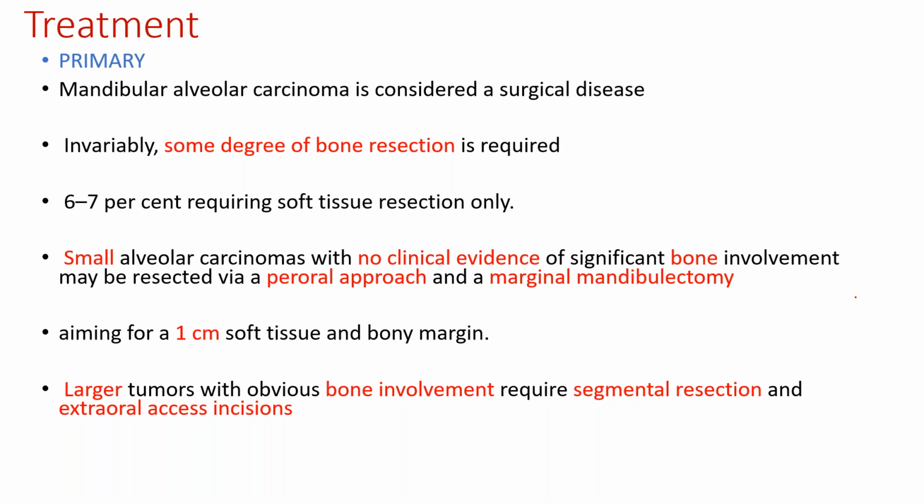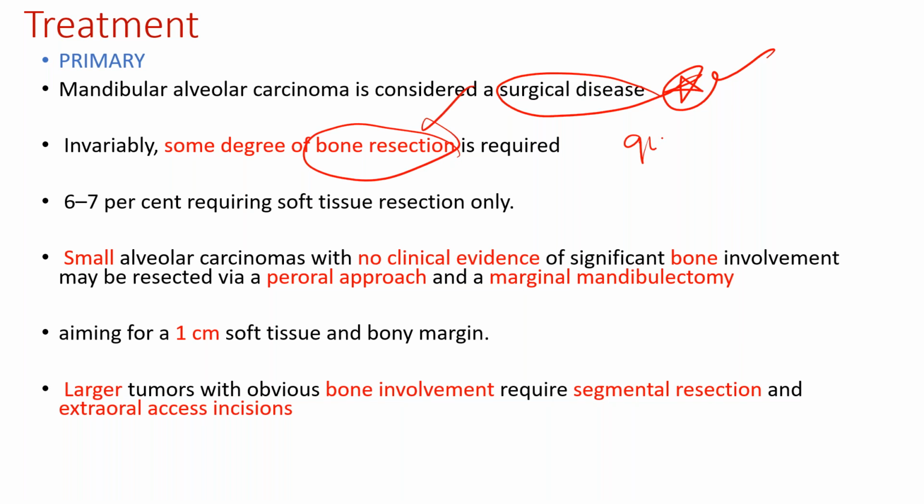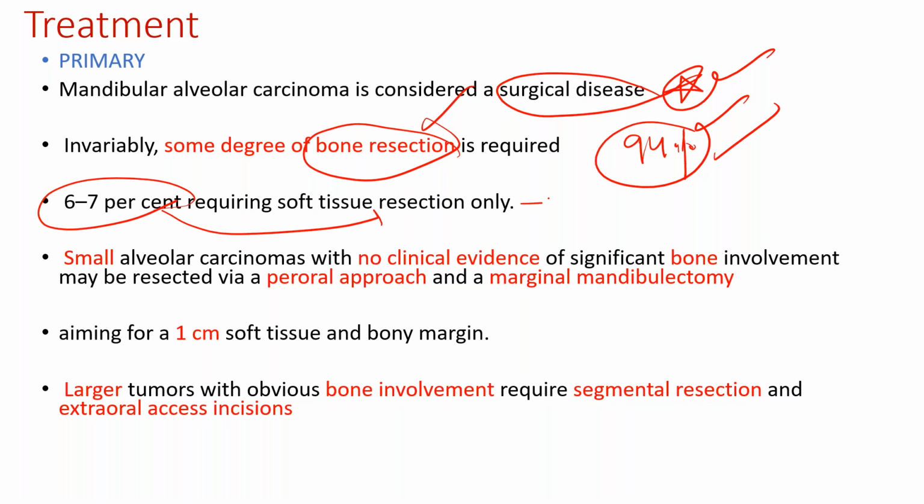So how would you treat this? Primarily, it is a surgical disease, definitely a surgical disease. You have to do surgery. Bone resection is definitely required because 94% of patients will have some bone involvement. Only 6 to 7% need soft tissue resection alone. So out of 100 patients, you have to remove the bone in 94% of the patients. The rest need only soft tissue resection.